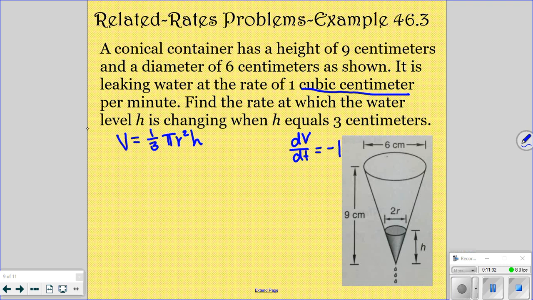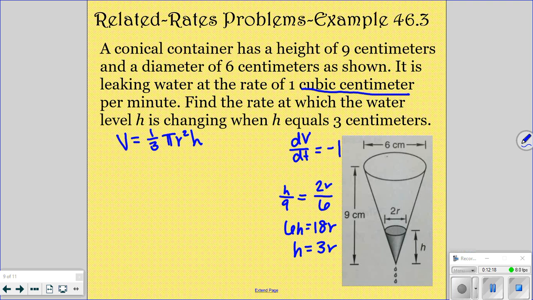Okay, so if we take the derivative of this, we're going to have to do product rule because we have an r squared and we have an h. So what we need to do is figure out how to replace one of those with the other variable. So let's go back over here and we can set up ratios. h to 9, the height of the little one to the height of the total, equals the radius of the little one, r, over the radius of the big one, which is 3. And so if we cross multiply, you get 3h equals 9r. And if you divide by 3, you get h equals 3r.